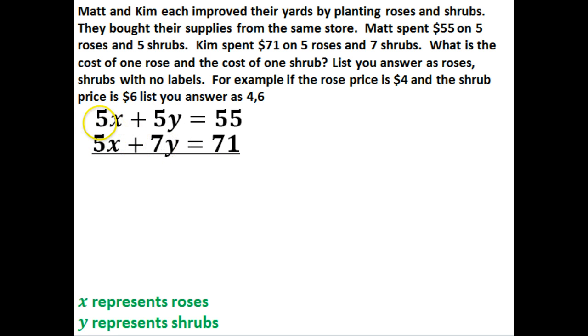But I look at this and I say, okay, this is a 5x and this is a 5x. If I multiply one of these two equations, it doesn't matter which one, by -1, then I can eliminate my x's. You can choose to multiply the second equation, all 3 parts, by -1, and that would work just fine. On this particular one, I'm going to multiply the top equation, all 3 parts, by -1. So it's -5x minus 5y equals -55.